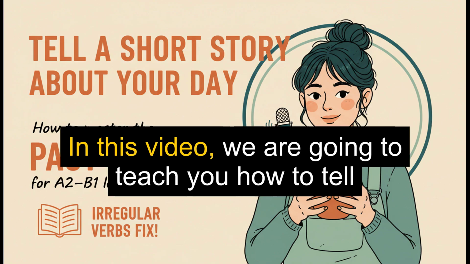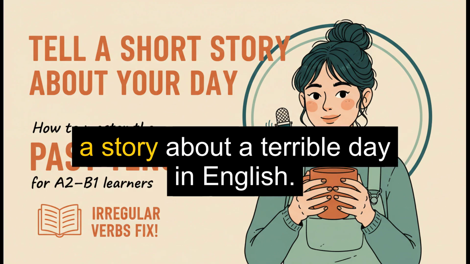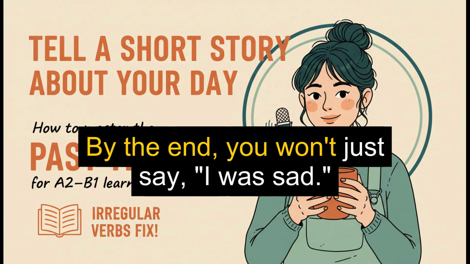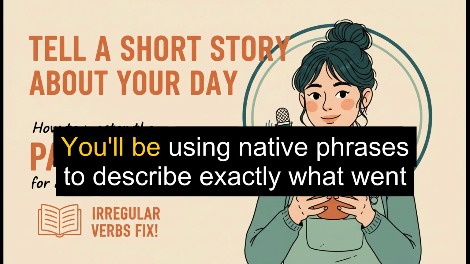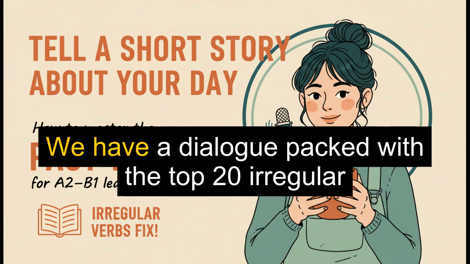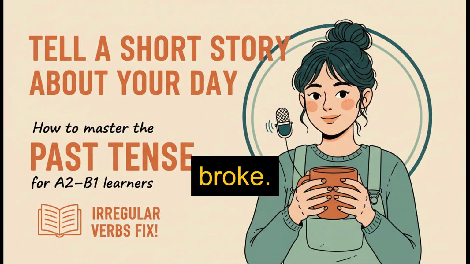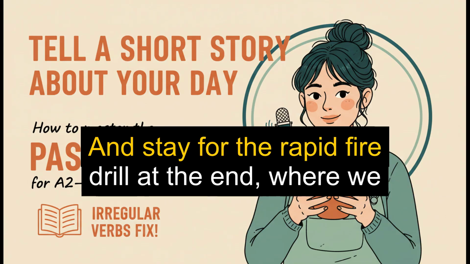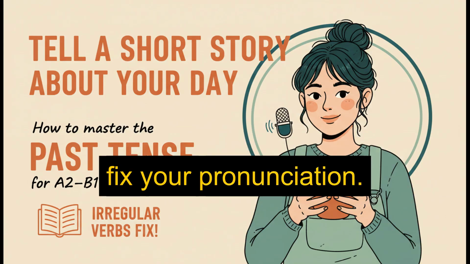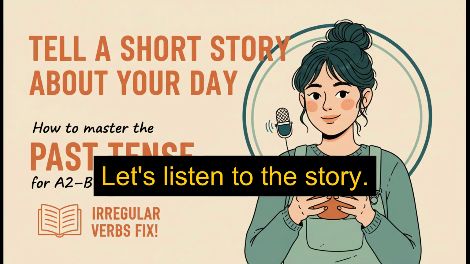In this video, we are going to teach you how to tell a story about a terrible day in English. By the end, you won't just say, "I was sad," you'll be using native phrases to describe exactly what went wrong. We have a dialogue packed with the top 20 irregular verbs you need to know, like caught, stuck, and broke. And stay for the rapid-fire drill at the end where we fix your pronunciation. Let's listen to the story.